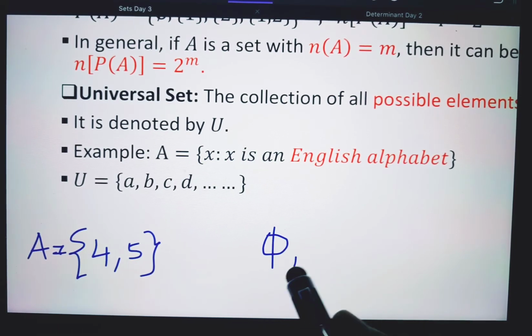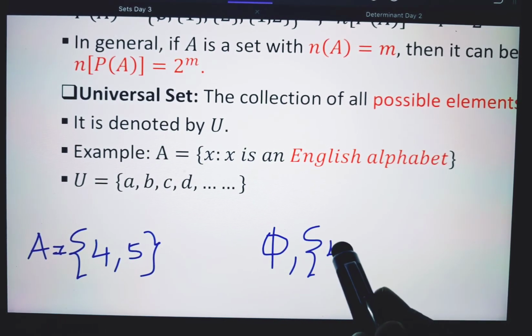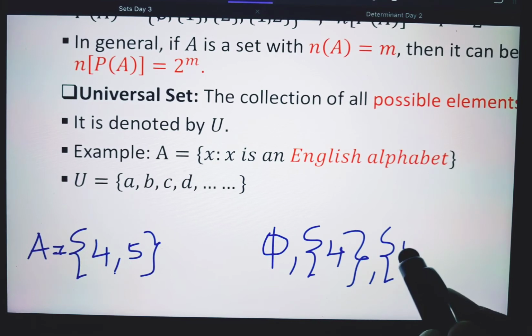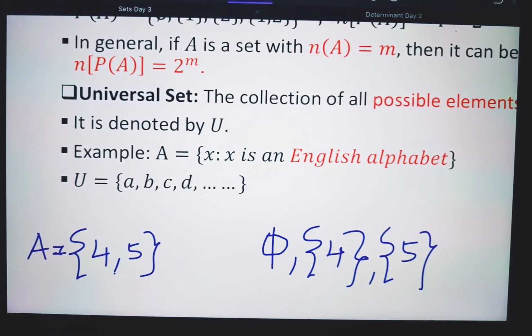Now, can you tell me, is this set a subset of this set or not? Yes, it's a subset of this set. Why? Because 4 is included in here, right? So this is a subset of this one. Now, tell me, is this a subset of this one or not? Yes, this is also a subset of this one. Why? Because 5 is in here, right? So this is also a subset.